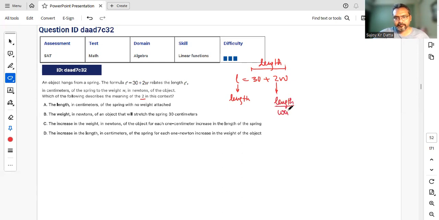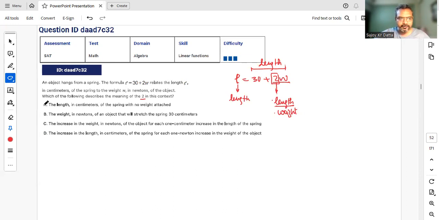length divided by weight, multiplied with weight W would give us length again. So basically 2 is effectively the slope, right? See, y equals mx plus c, right? Mx here plus c. And slope m is what? Change in the length by change in the weight. So change in length by change in weight is what 2 is.